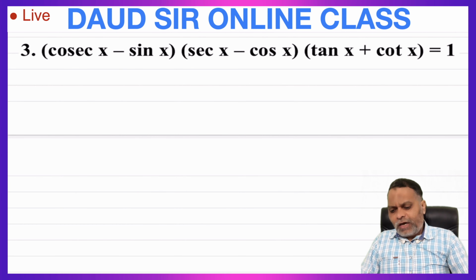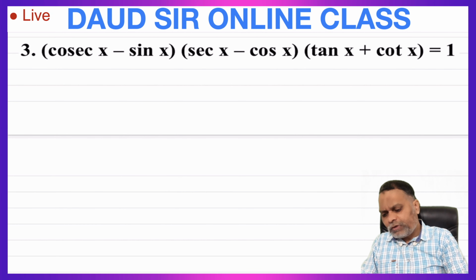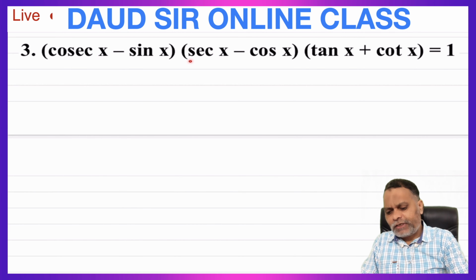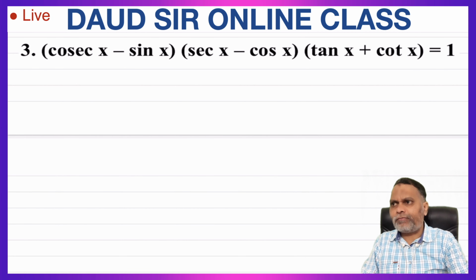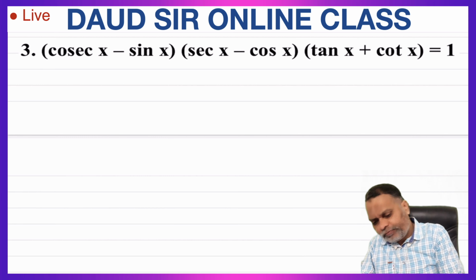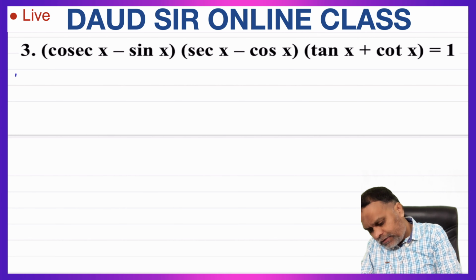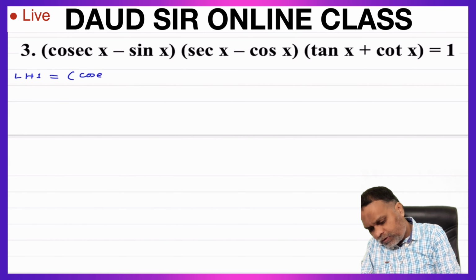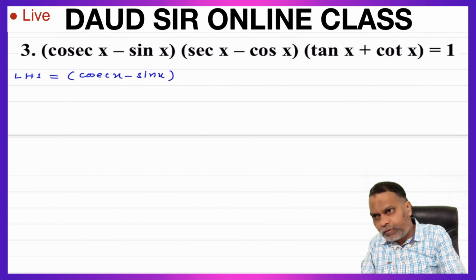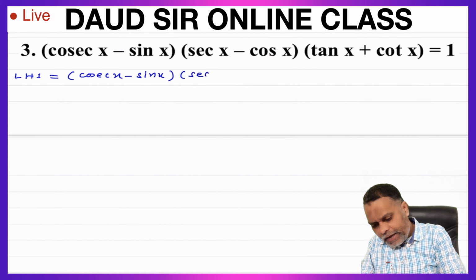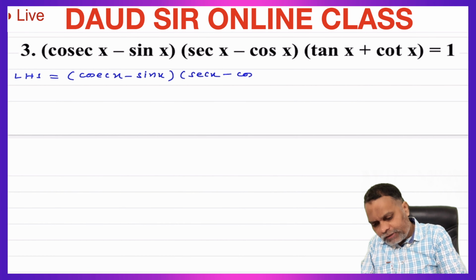Question number 3. Prove that (cosec x minus sin x) into (sec x minus cos x) into (tan x plus cot x) is equal to 1. So taking left hand side, LHS is equal to (cosec x minus sin x) into (sec x minus cos x) into (tan x plus cot x).